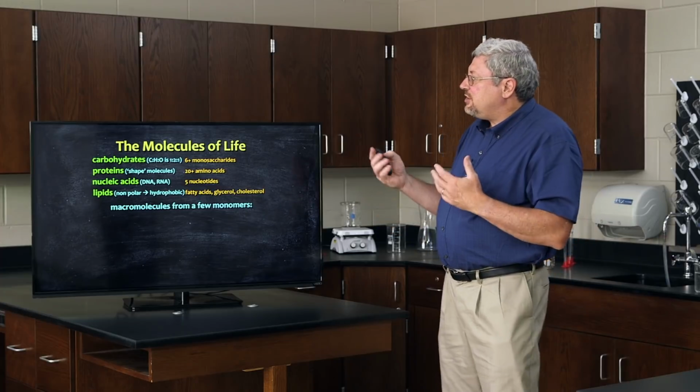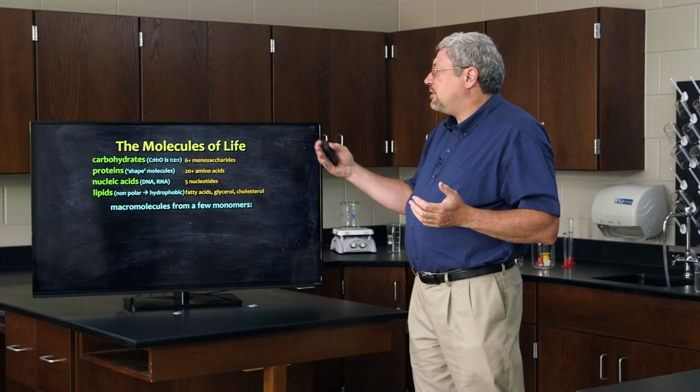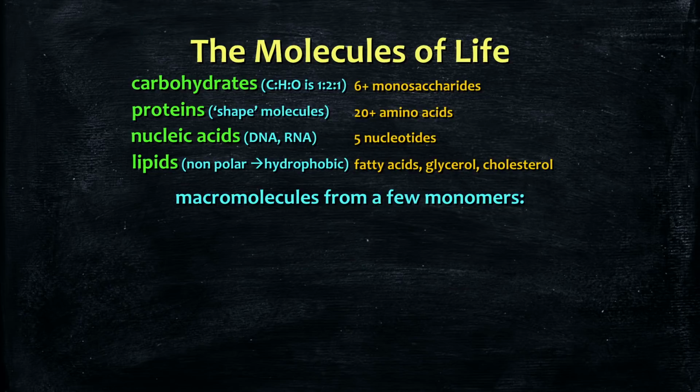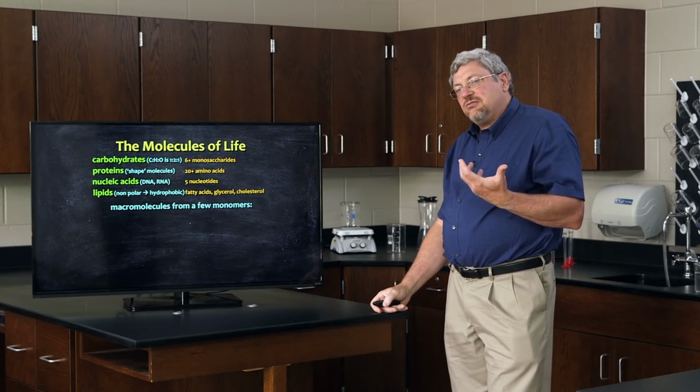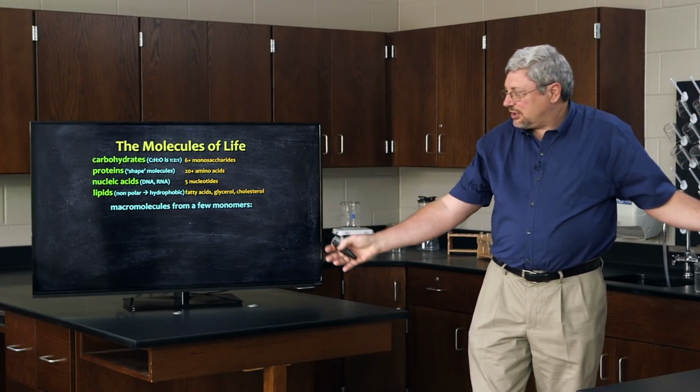So there we have the major types of macromolecules of life: carbohydrates, proteins, nucleic acids, and lipids. They're made from very few monomers. Only about 6 or so monosaccharides produce all the carbohydrates. Only 20 amino acids produce all the proteins. Only 5 nucleotides produce the nucleic acids. And a few fatty acids, glycerol and cholesterol, produce all the lipids. In just a few dozen, at most, monomers, you can produce all of the macromolecules of life.